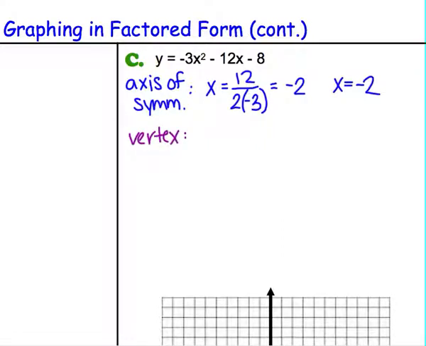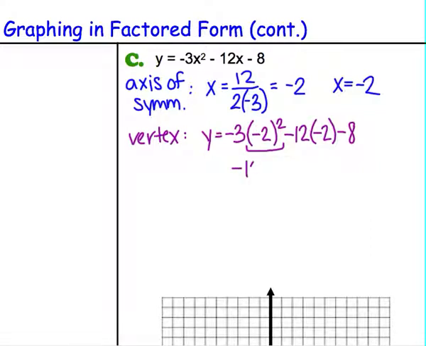And that vertex is going to be y equals negative 3 times negative 2 squared minus 12 times negative 2 minus 8. Negative 2 squared is 4. 4 times negative 3 is negative 12. Minus 12 times negative 2 is negative negative 24, so it'd be plus 24 minus 8. Negative 12 plus 24 is positive 12. 12 minus 8 is 4, which means my vertex is negative 2, positive 4.